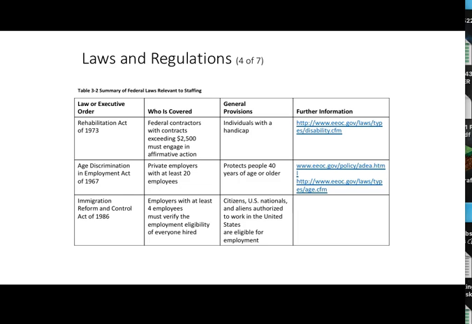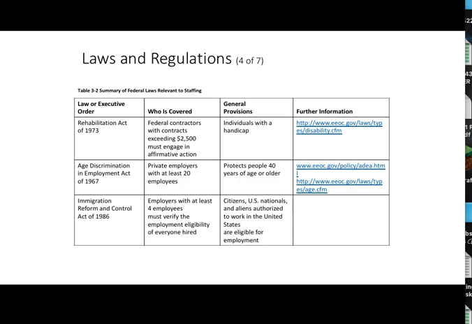The last one, the Immigration Reform and Control Act, if you have at least 4 employees, which means pretty much anybody that's more than like a small handful of people, you have to do this. You have to make sure that people who are eligible for employment in your organization have the proper paperwork, and only citizens, U.S.